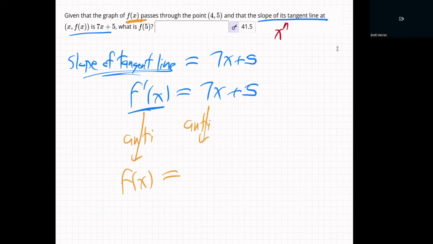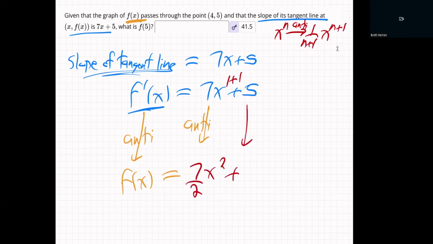If you have x to the n, the antiderivative is just the opposite of a derivative. It adds 1 to the power and then divides by that. So this has a 1 power. Add 1 to it. That's x squared and divide by 2.